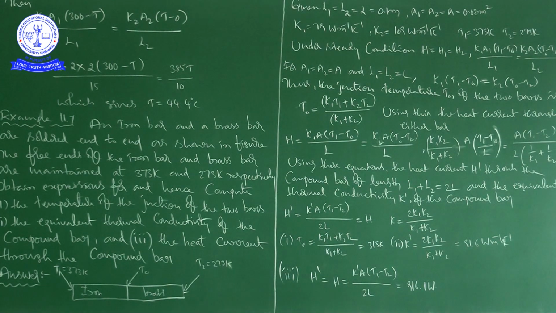Now the junction temperature, we assumed the junction temperature as T0. Thus the junction temperature T0 of the two bars is T0 is equal to (K1 T1 plus K2 T2) divided by (K1 plus K2).